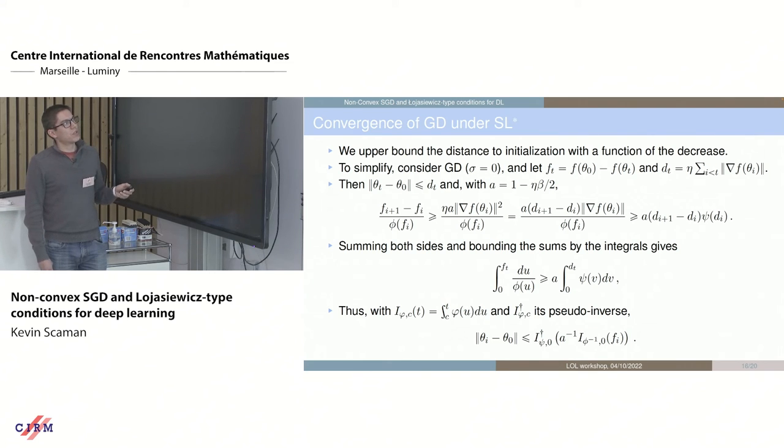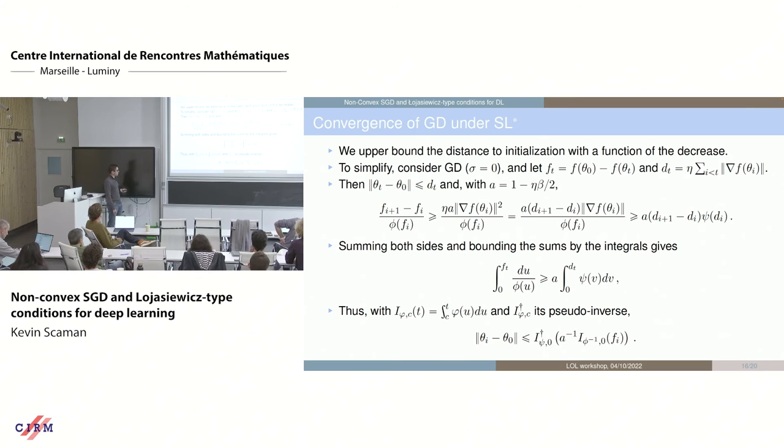Okay, so now I just have two terms. I'm just going to integrate on both sides. So I just sum, and you have a Riemann sum that I'm going to bound by the integral. So you end up with a bound between two integrals that is going to give you, with this slightly ugly notation, but it's so that I can write the pseudo inverse of this integral, you can end up with a bound on the distance to initialization with respect to the decrease in function value.